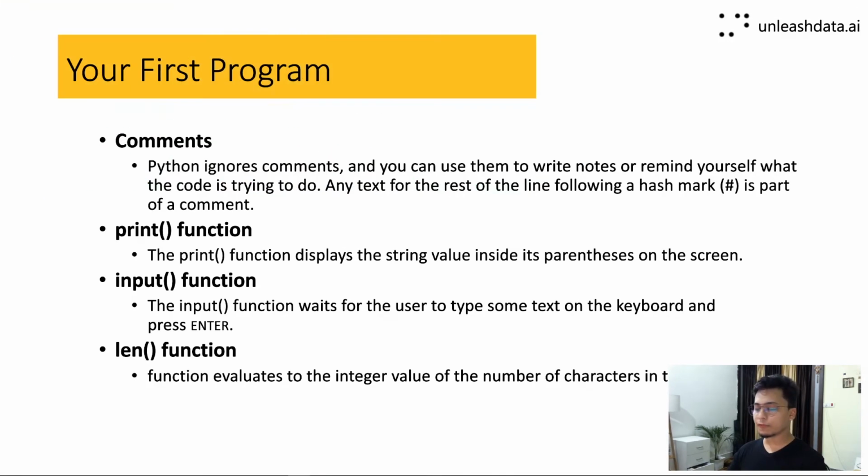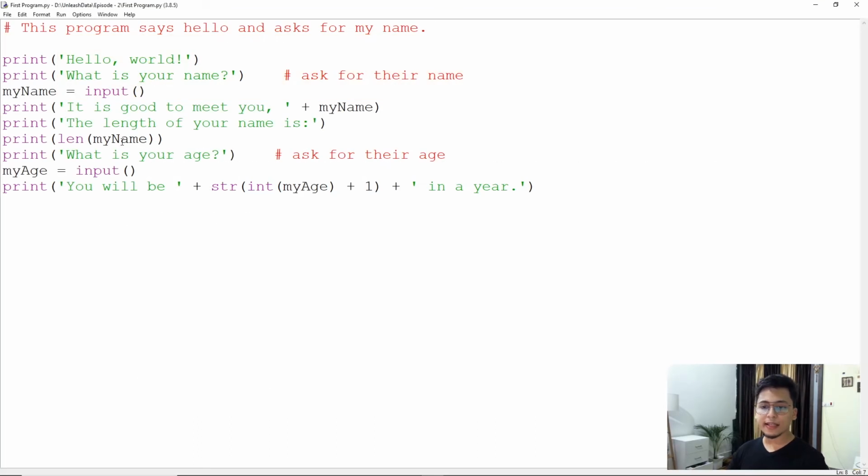So what does the length function actually do? The length function will evaluate to the integer value of the number of characters given to the string. It means anything that you pass inside this length function, it is going to give you the number of characters that word has, and it is going to be an integer value. So we pass my name, which actually has the name that we pass through the Python shell, and it is going to print it then.